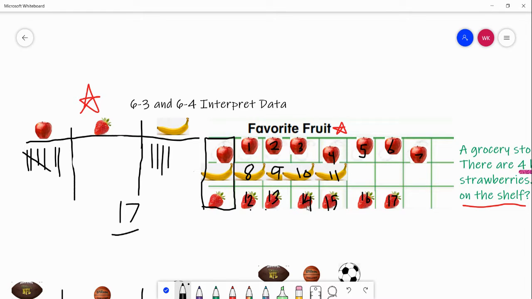Now we're going to see how many strawberries we added. We added 1, 2, 3, 4. Remember, 5 goes diagonal. 5, 6 strawberries.